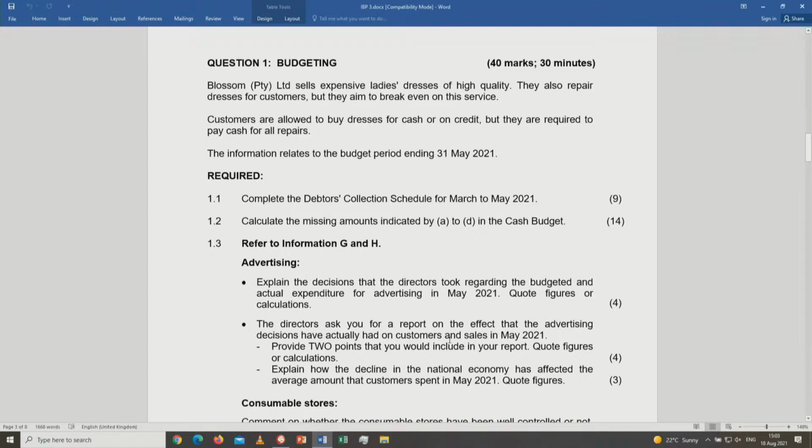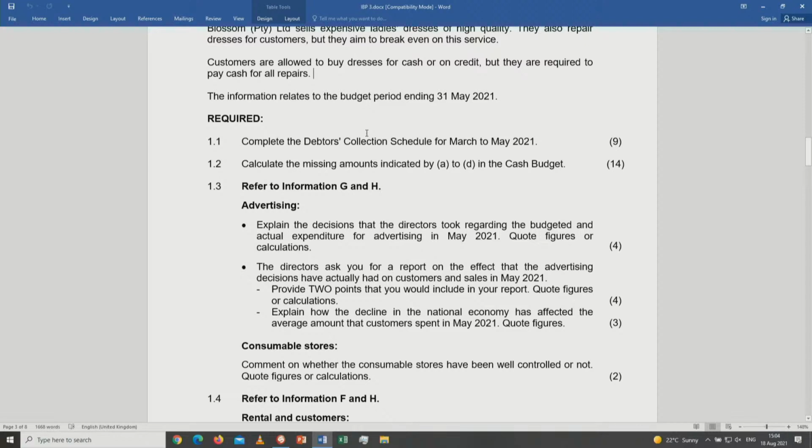Now, as far as our question is concerned, let's look at it. It says Blossom Pty Limited sells expensive ladies dresses of high quality. They also repair dresses for customers, but they aim to break even on this service. Customers are allowed to buy dresses for cash or on credit, but they are required to pay cash for all repairs. The information relates to the budget period ending 31st May 21. We are required to do 1.1, which is to complete the debtors collection schedule for March to May.